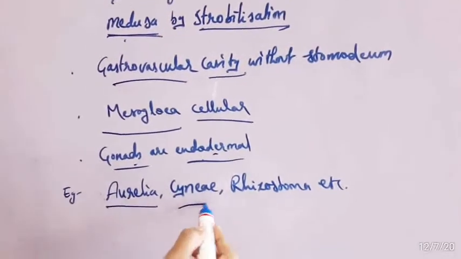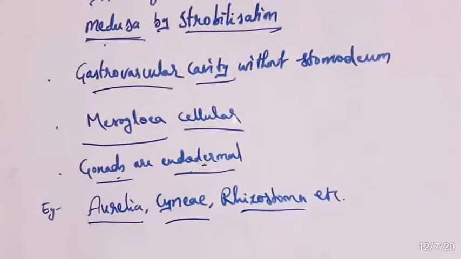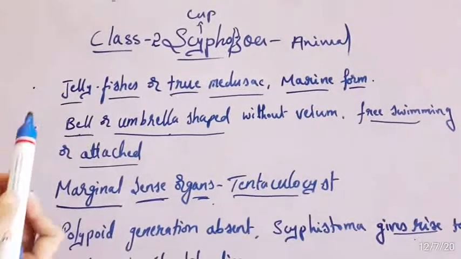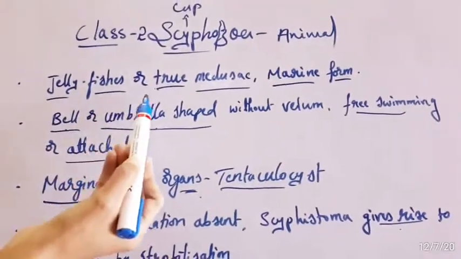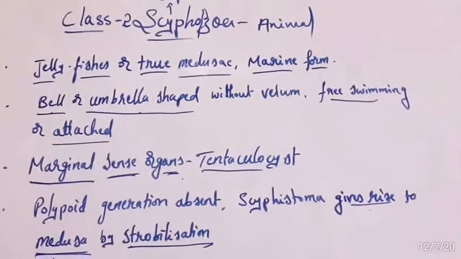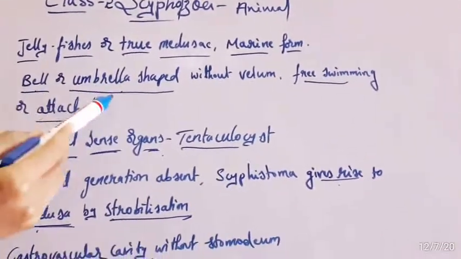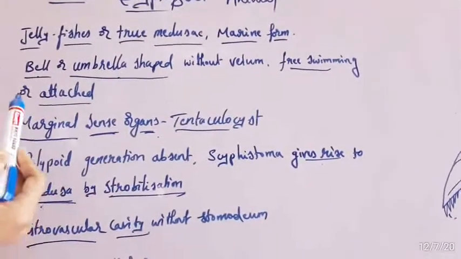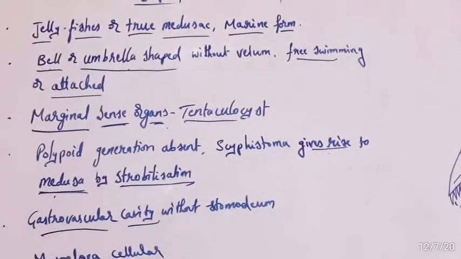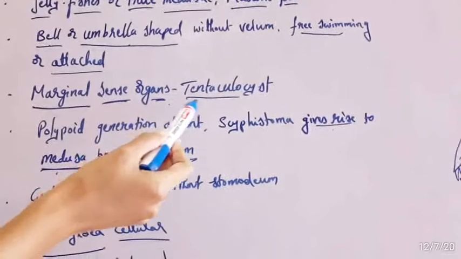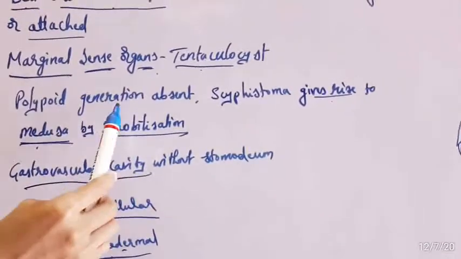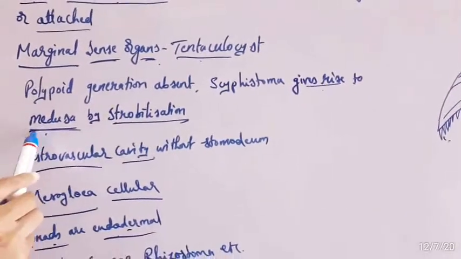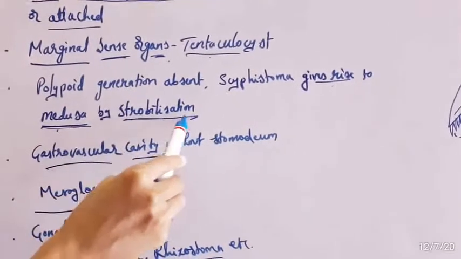Aurelia is nothing but a jellyfish. Examples: Aurelia, Rhizostoma, etc. So in the Scyphozoa, the animals are cup shaped, large jellyfishes, which are true medusae, and they are exclusively marine forms. Bell or umbrella shaped without velum, and they are free swimming, or some are attached by an aboral stalk. The marginal sense organ is the tentaculocyst, and the polypoid generation is absent or represented by a small polyp. The medusa is formed by strobilization.